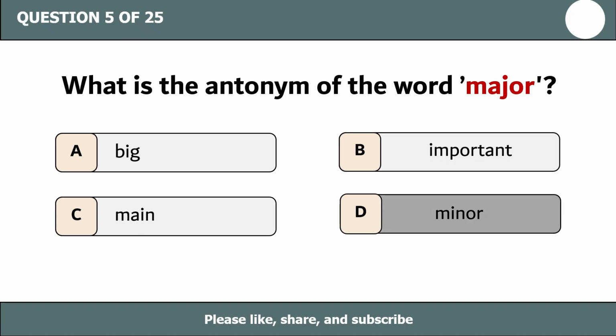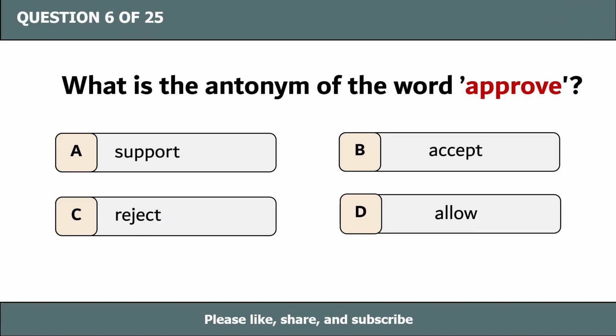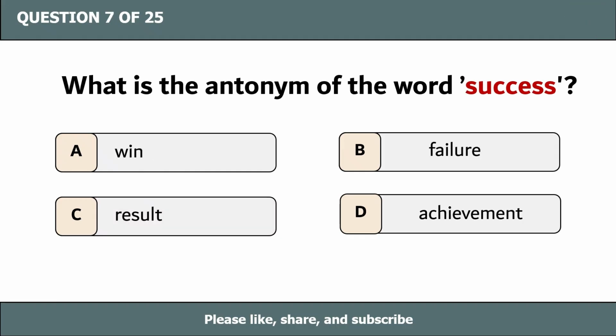The correct option is D. Minor. Question 6. What is the antonym of the word approve? The correct option is C. Reject. Question 7. What is the antonym of the word success?